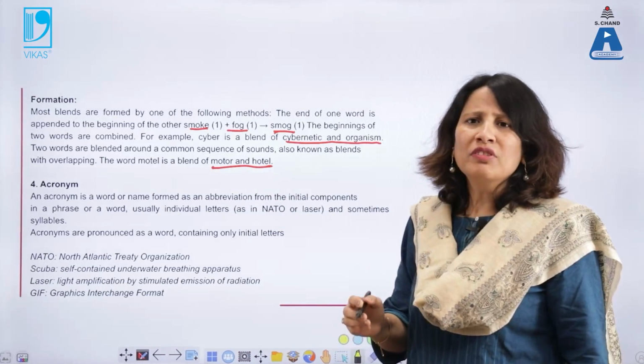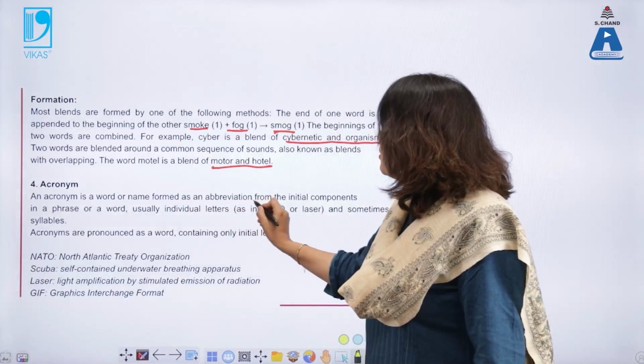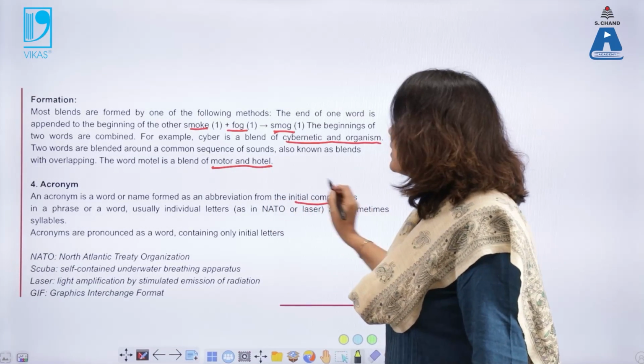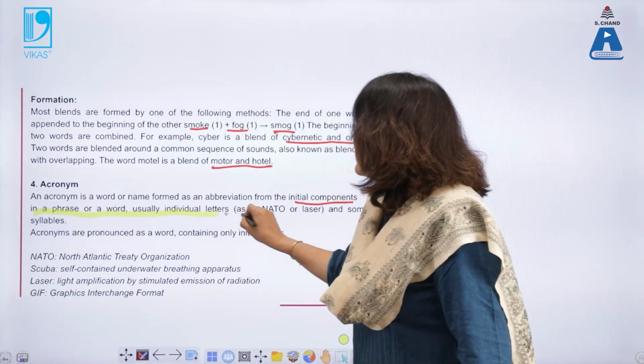Now, there is something which is known as acronym. An acronym is a word or name formed as an abbreviation from the initial components of a phrase or a word, usually individual letters.